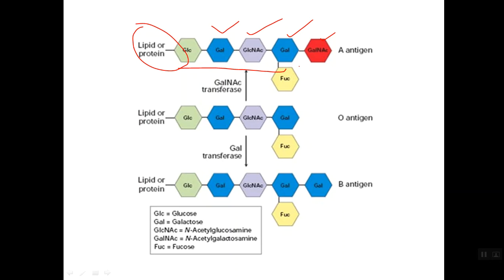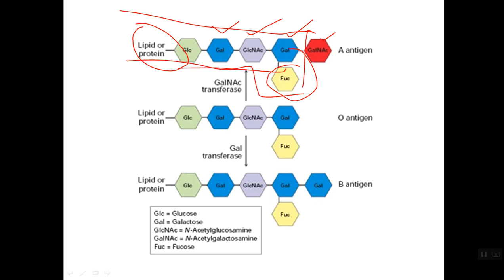If this fucose moiety is attached by the fucosyl transferase enzyme, that results in the H antigen. So this basic structure will be there in the blood group antigens.